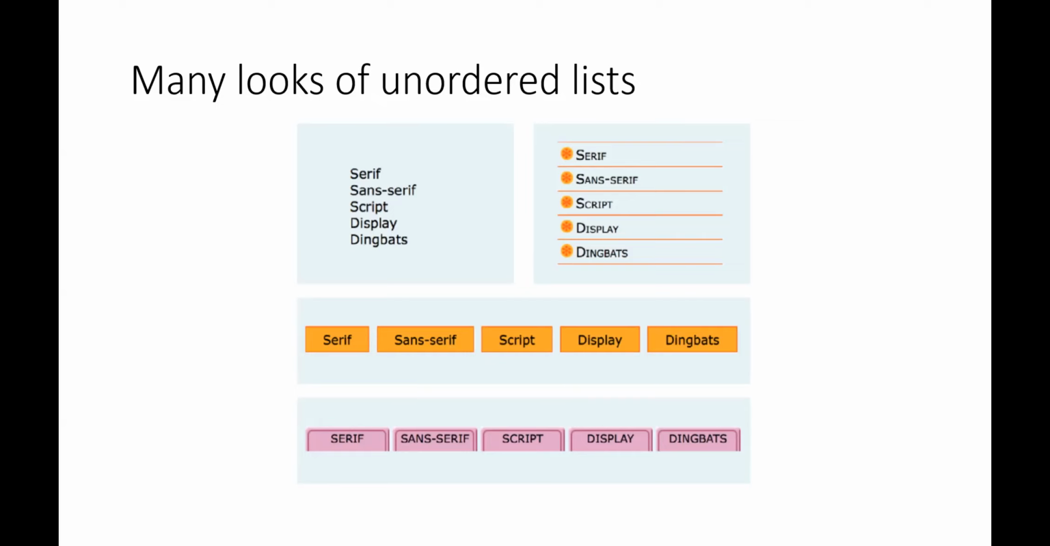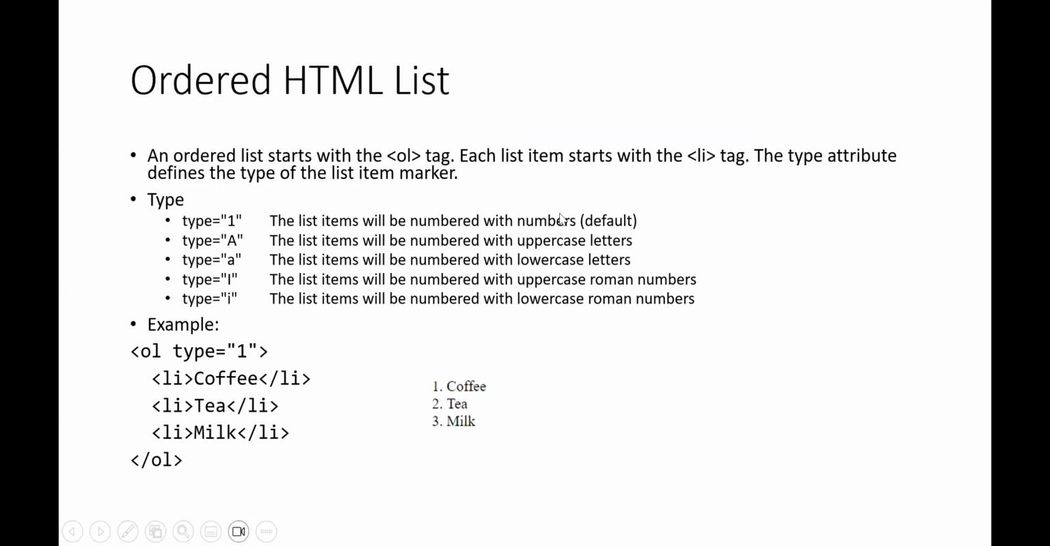For example, we will see later on all the menu items that we want to show. We can put them as an unordered list, and using style sheets, we can change it into menu items. So this is what we will see.